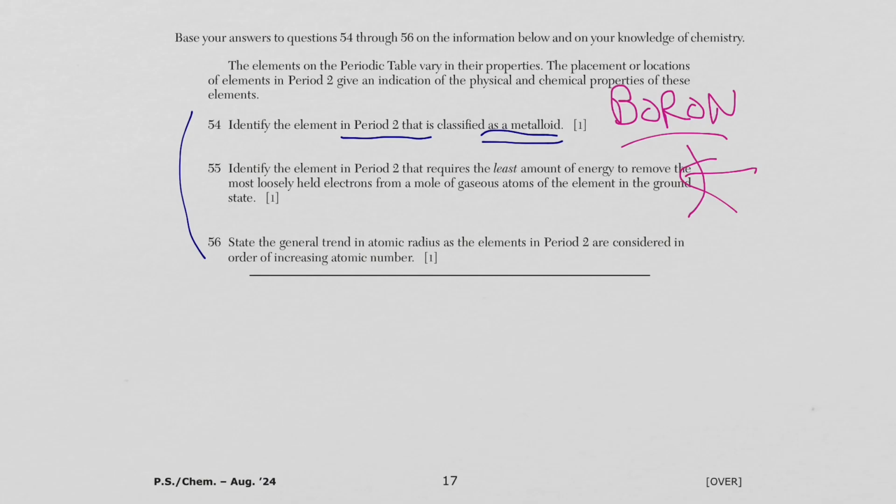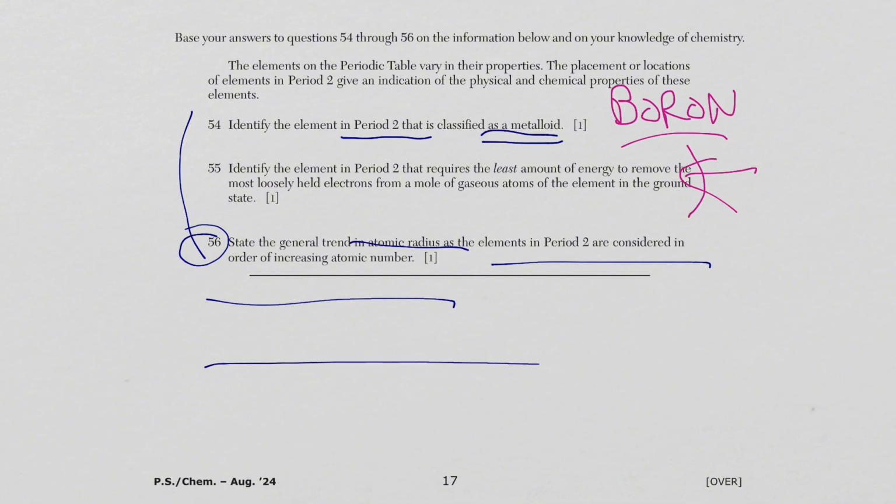All right, the last question here is about a trend. In this case, atomic radius. We're considering an order of increasing atomic number. That means from left to right. Let's go back.